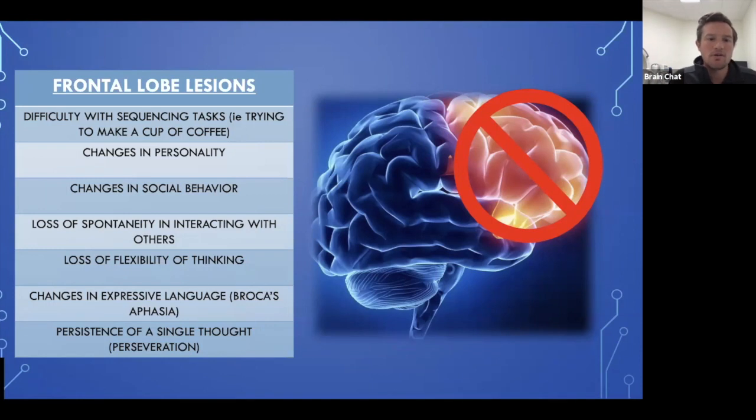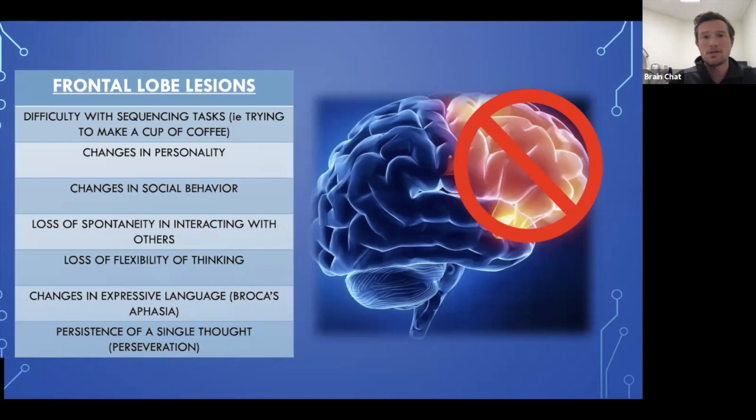Changes in expressive language. So this is more of the front part of the Wernicke's issue, which we talked about earlier. Again, mostly found in the left hemisphere, but you can get what's called a Broca's aphasia, so difficulty with the motor aspect of speech. And then persistence of a single thought, so perseveration. And that's just basically where someone just can't turn off a negative thought or some sort of thought that they're having. They have no pause button to be able to say, hey, stop thinking about that. It's time to move on. That's called perseveration.